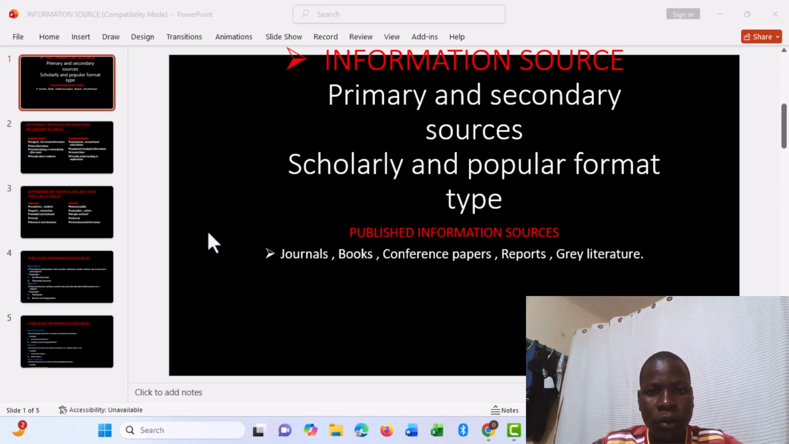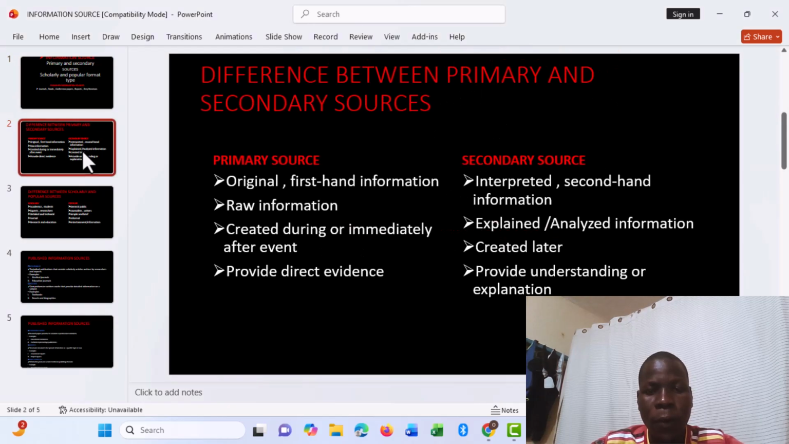Now let's go more deep, to our second slide, and in this second slide we are going to go through the difference between primary and secondary source. The primary source deals with original or first-hand information, maybe someone directly experienced or observed during that day when that event was taking place. Whereas the secondary source deals with interpreting second-hand information, majorly from primary.